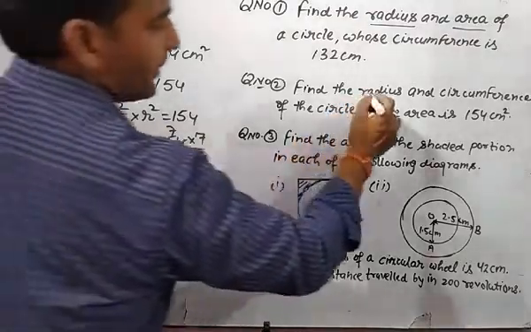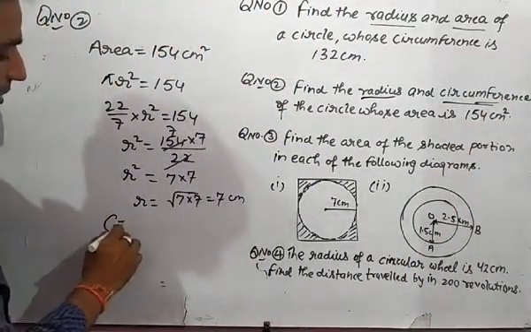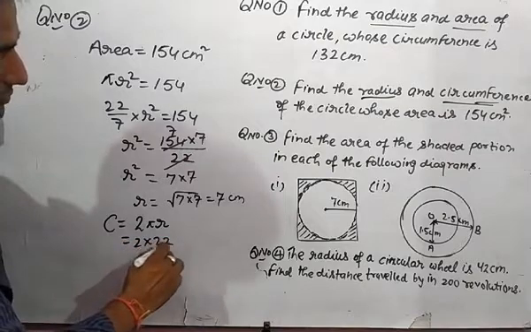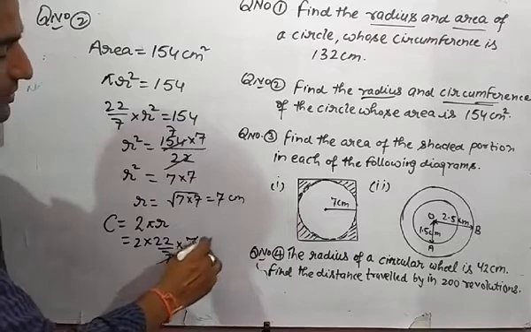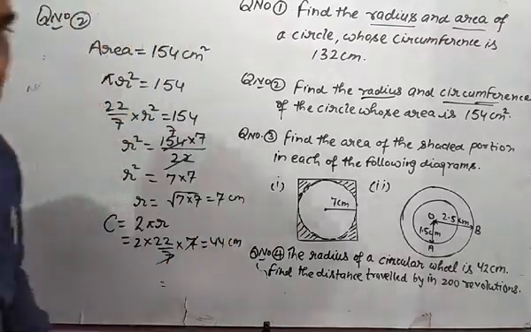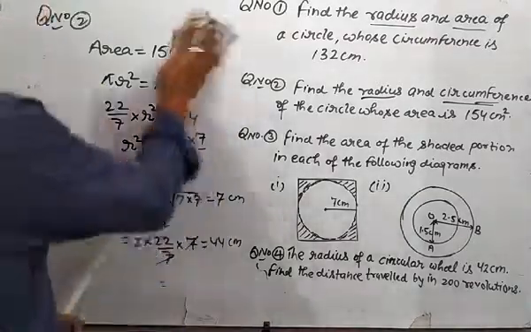We have to find radius and circumference. Now circumference is nothing but 2 pi r. So 2 multiplied by 22 by 7 multiplied by r, that is 7. 7 7 cancel. So 44 centimeter will be the circumference, that is, the length of the boundary of the circle. Let us see the third question.